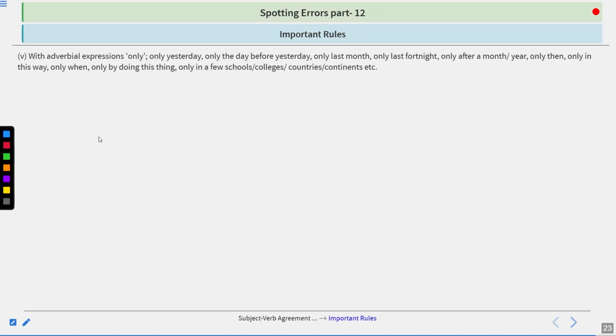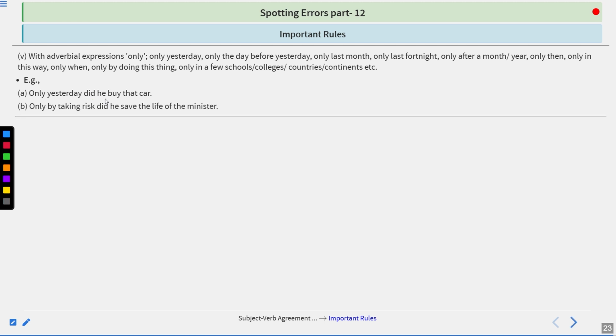Important rules. With adverbial expressions: only yesterday, only the day before yesterday, only last month, only last fortnight, only after a month, year, only then, only in this way, only when, only by doing this thing, only in a few schools, colleges, countries, continents, etc. You have to use inversion. So example: only yesterday did he buy that car. So again, you find only yesterday and you have changed the formation of the verb. The helping verb comes before the subject here, he. Only by taking this did he save the life of the minister.